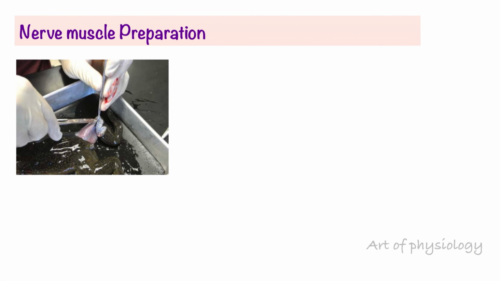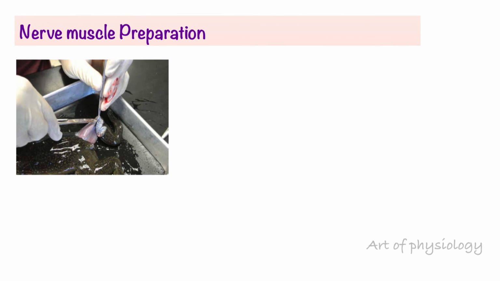Then we'll see the steps for the nerve muscle preparation. First step, we have to take a frog and pith the frog. What do you mean by pithing of the frog? Pithing is a procedure where we are destroying the brain and spinal cord of the frog, so sensations like pain will not be felt by the frog, but all other organs and muscles will be intact. So that is the first step.